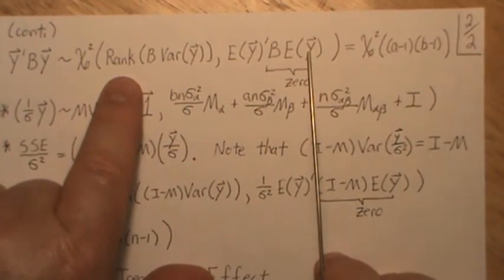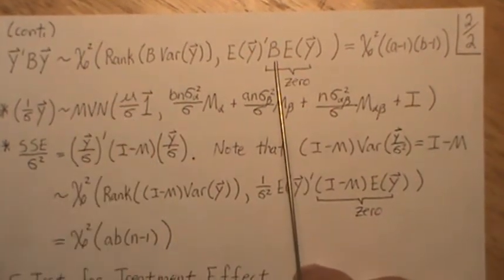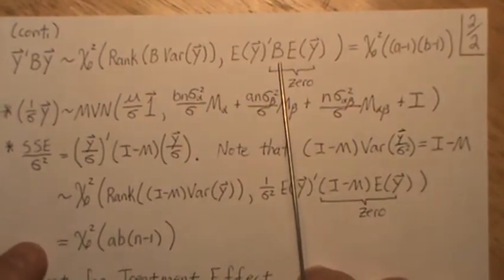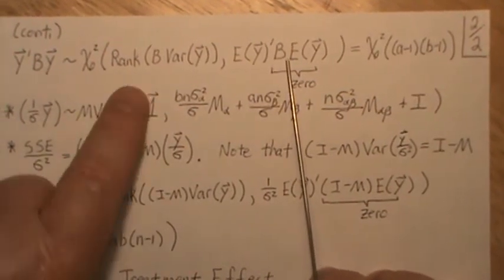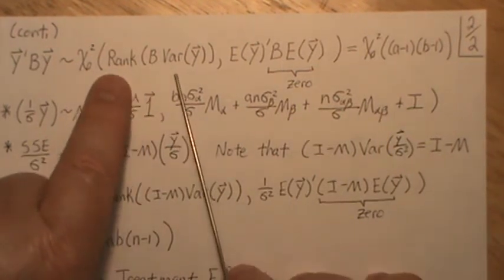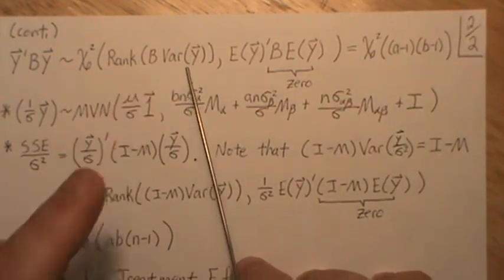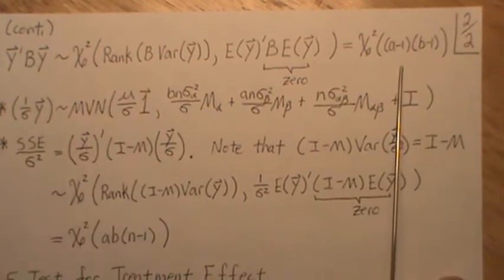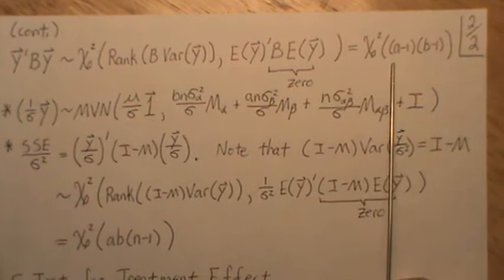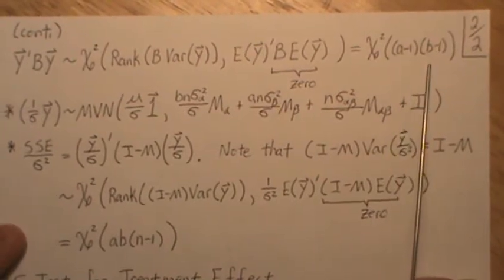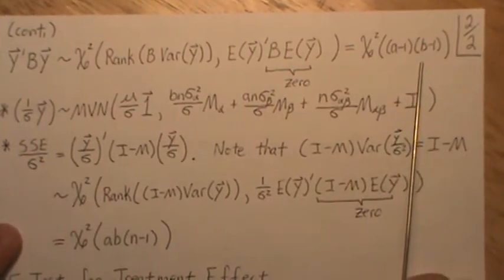But since this is the one vector, and this is projecting orthogonally onto that one vector with respect to the interaction space, this is zero. And then the trace of that big matrix left over is this, which we showed in, I think, part two. And so it's a central chi-square distribution with A minus 1 times B minus 1 degrees of freedom.